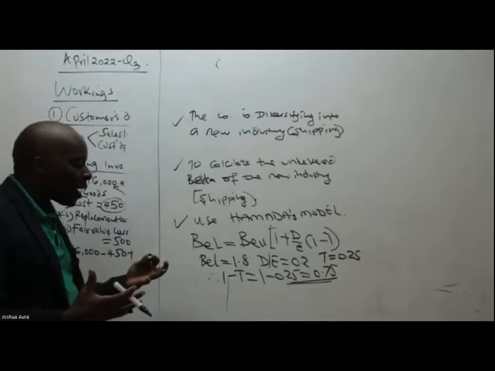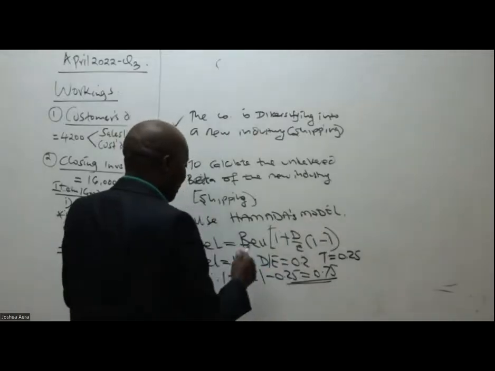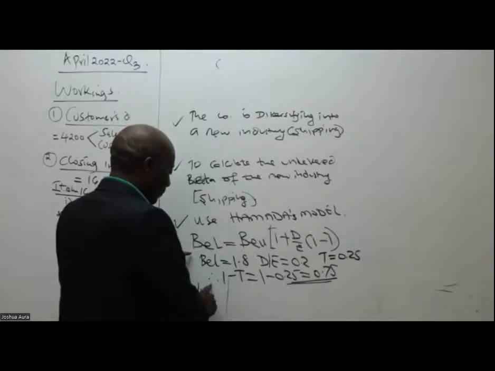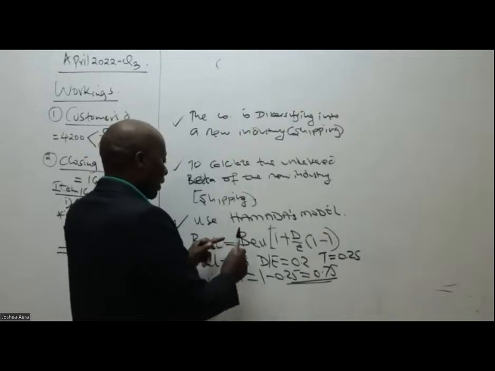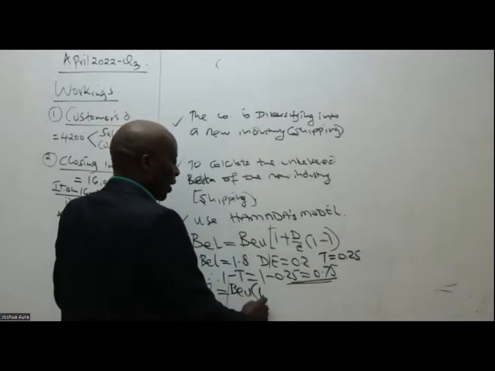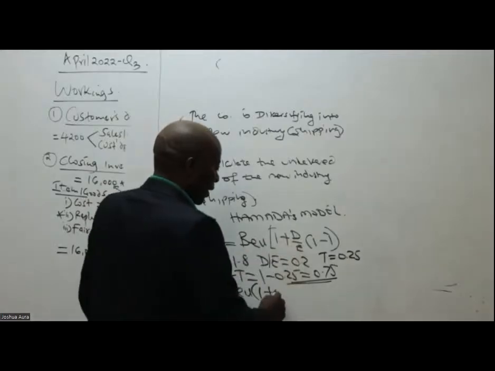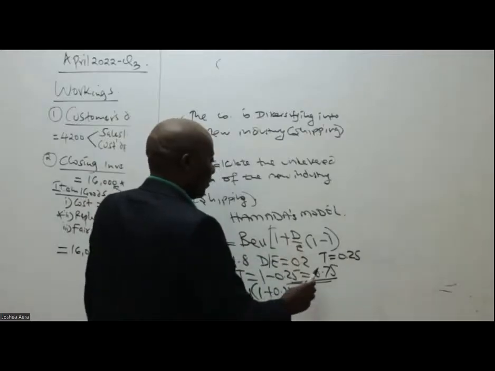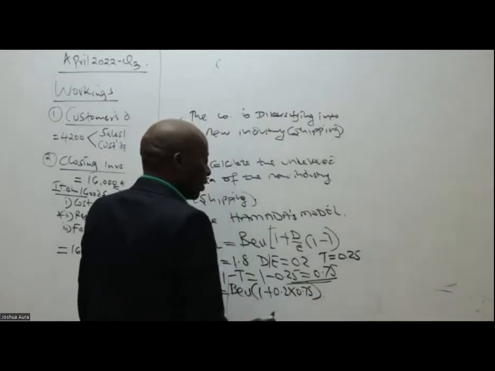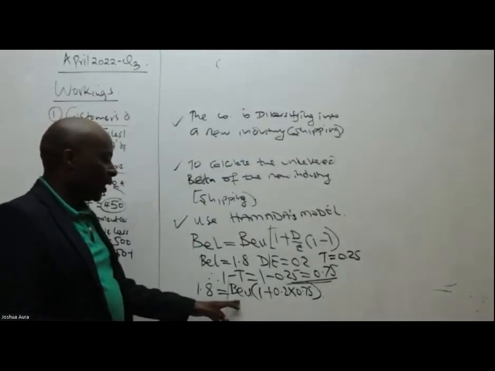Now, could you kindly plug in figures? Please plug in figures in this Hamada's model. So beta equity of a levered firm here, 1.8, equals beta equity of unlevered into 1 plus debt to equity, which is already given, 0.2, multiplied by 1 minus tax, which is 0.75. So please go slowly until you give me beta equity of the unlevered firm.